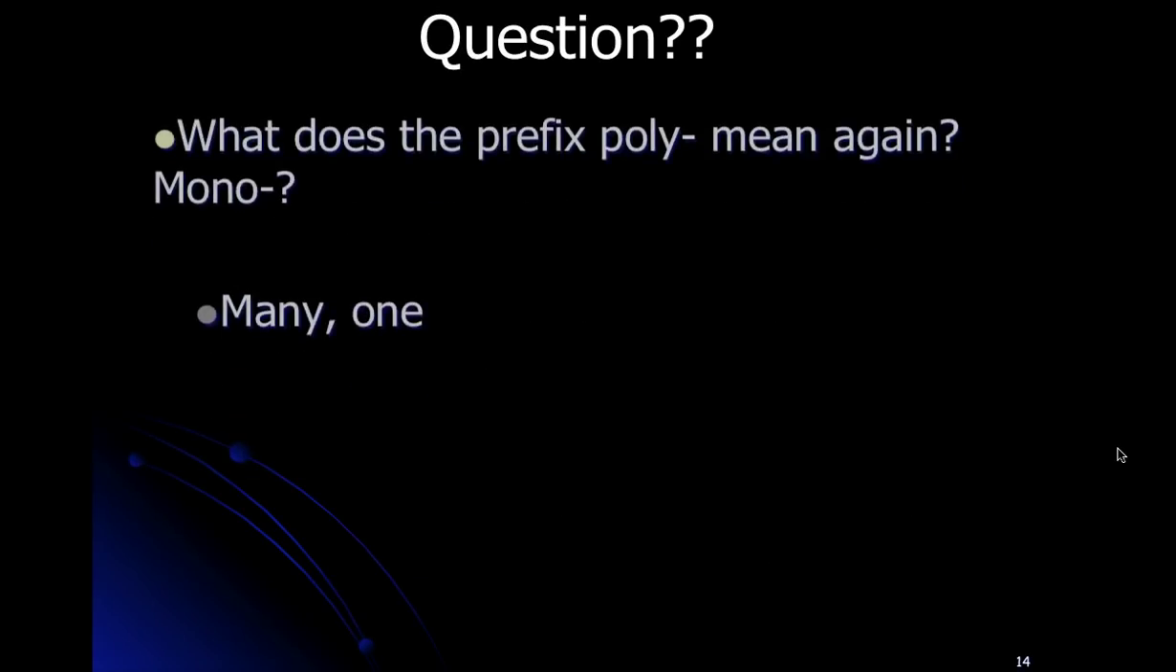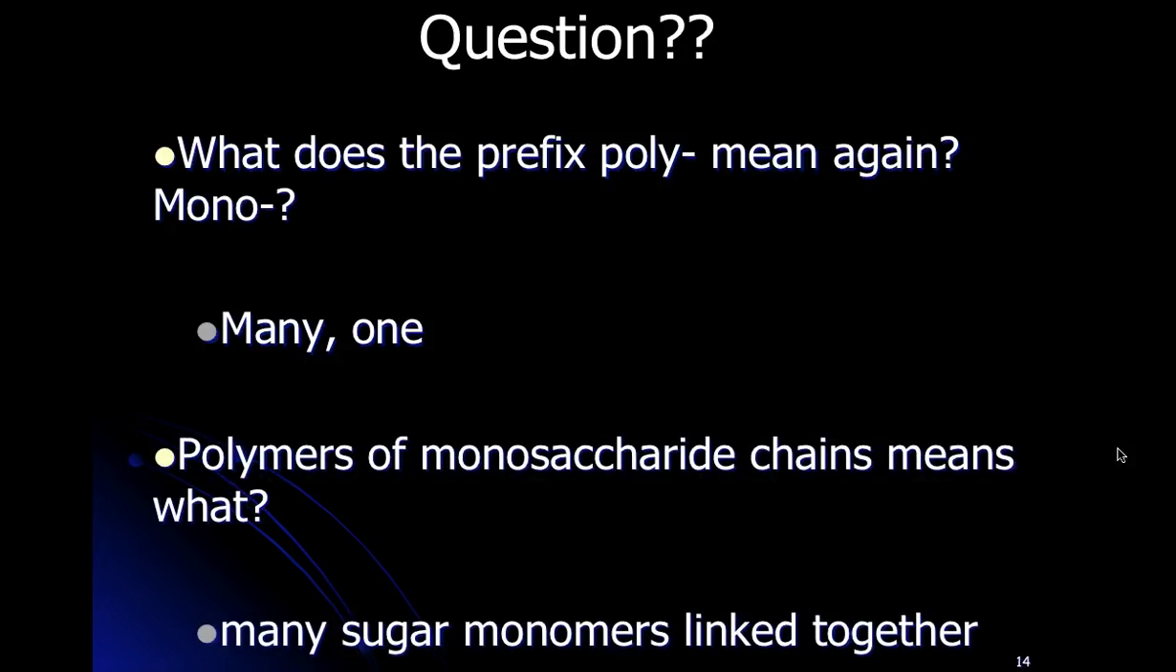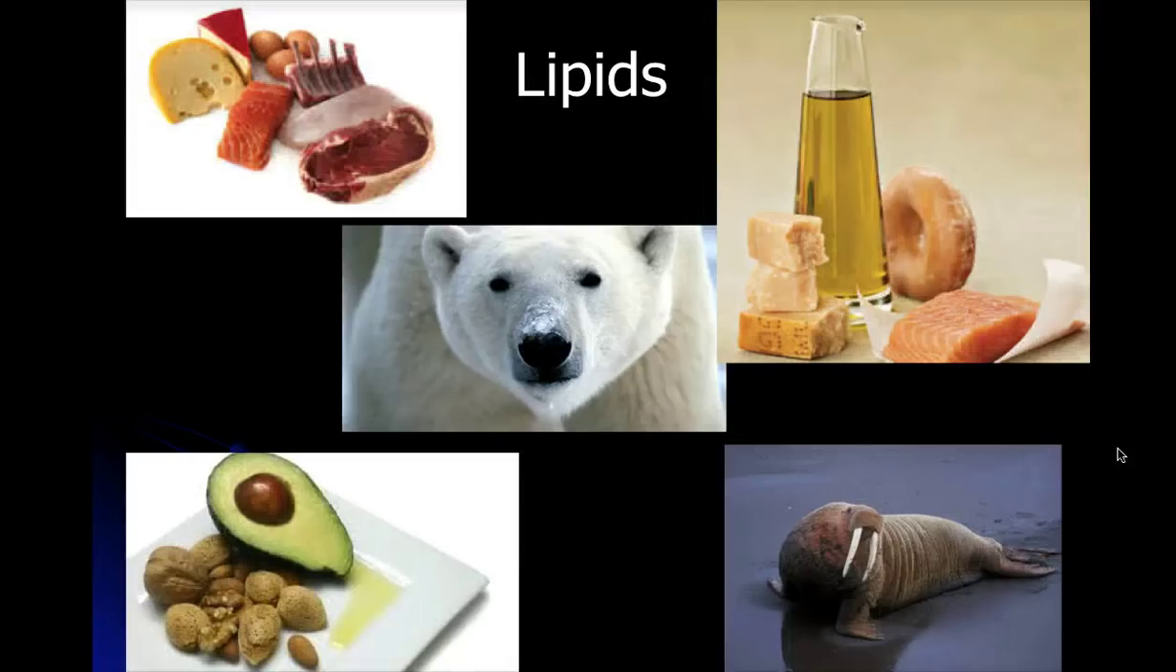So questions. What does the prefix poly mean and mono? Poly means many, mono means one. Polymers of monosaccharide chains means what? Many sugar molecules linked together.